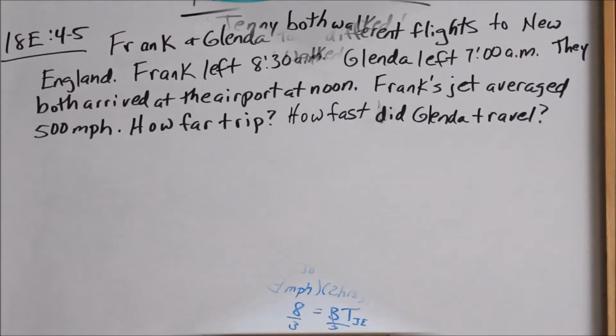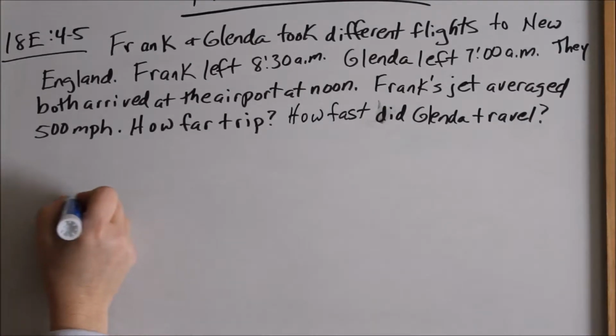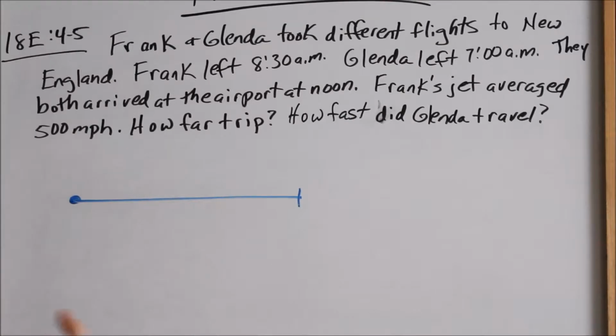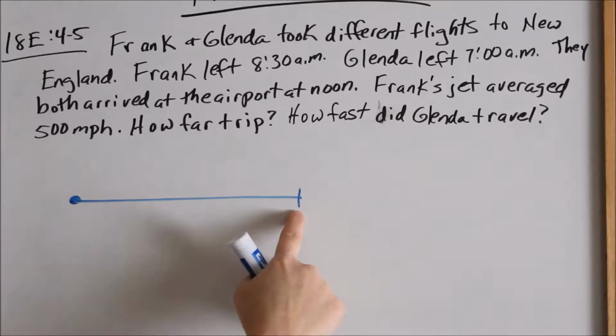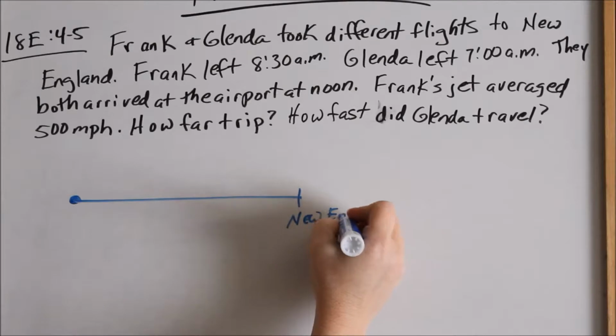That was her time. Okay, we're looking at 18E, and they're calling this number 4 and 5. So if you look at the first sentence, Frank and Glenda took different flights to New England. Yes, they took different flights, but the key is they both left from the same place, and then they both went to New England. In this lesson, when 2 people are going somewhere, they are going to go the same distance. They both are leaving from the same starting point, and they both are going to get to the same ending point.